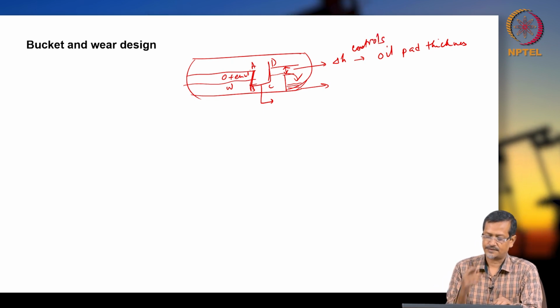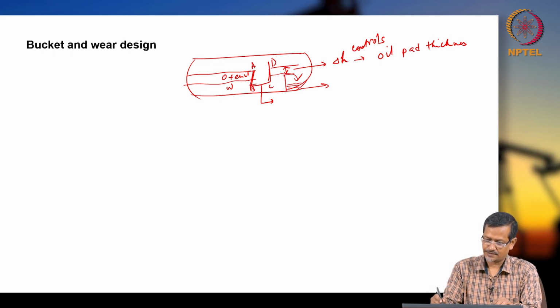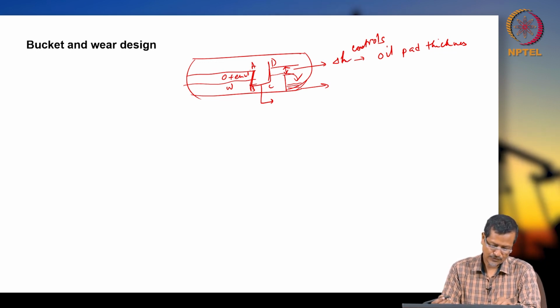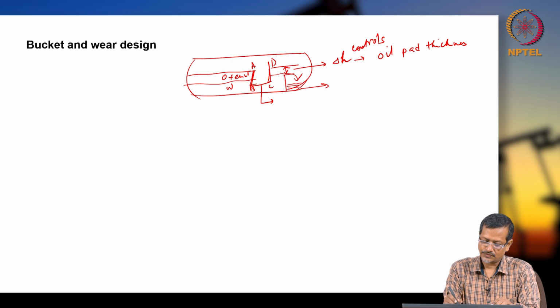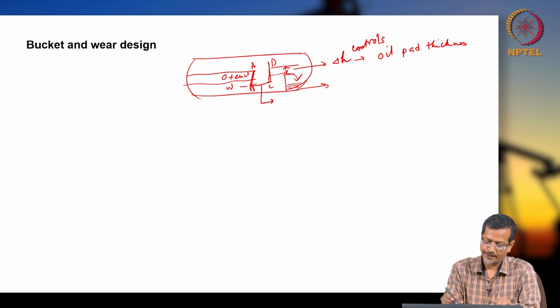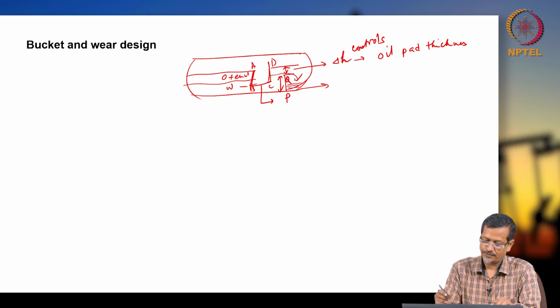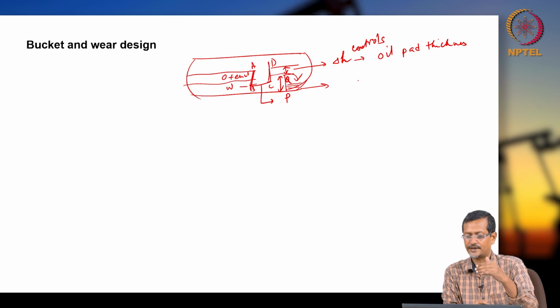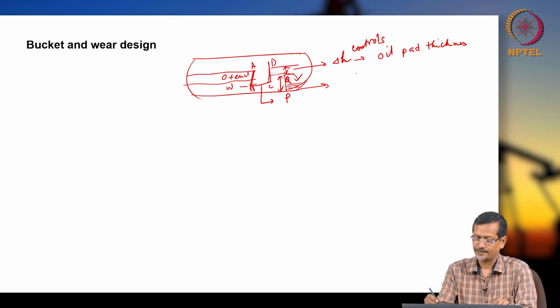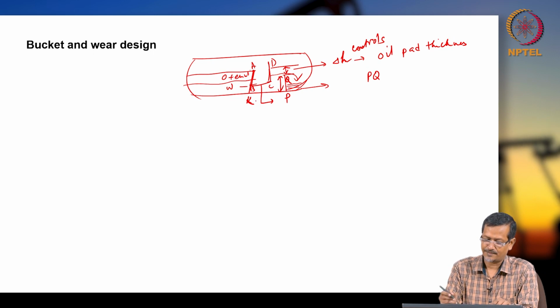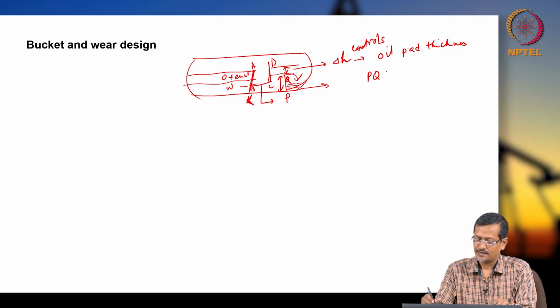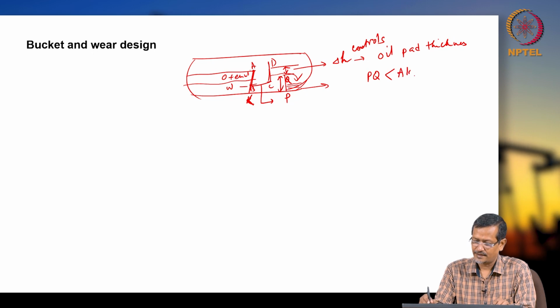Later we will try to derive some formula for this del H calculation. The water weir height should be below the oil weir height. So PQ should be below, the Q point should be lower than the A point. Maybe I can write A, B, K, just some terms I am giving, A, B, C, D symbols. Okay, PQ should be lower than AK.